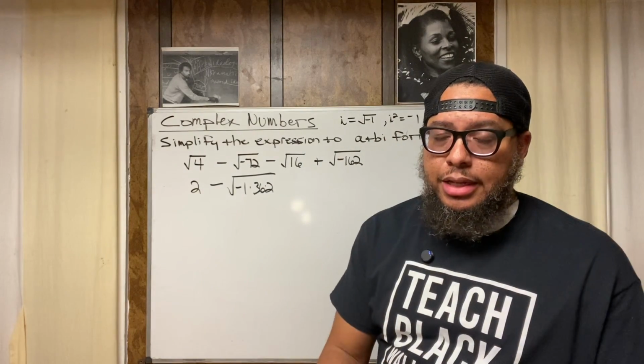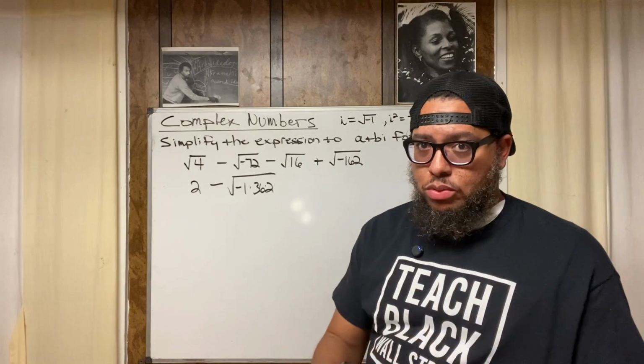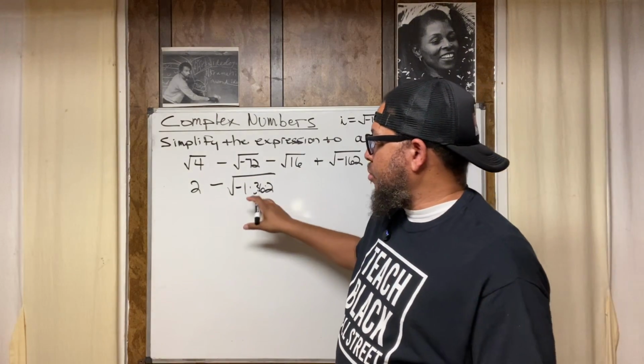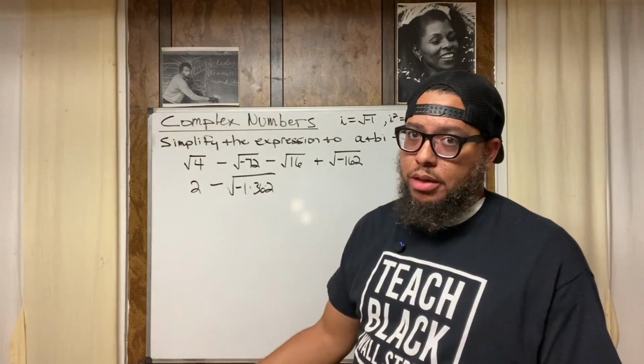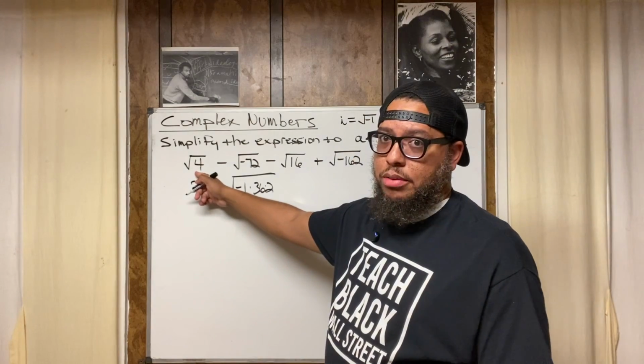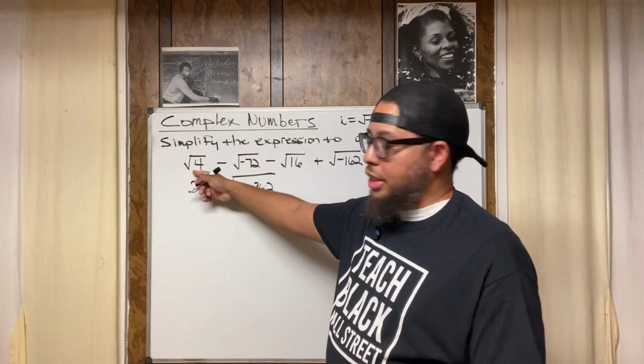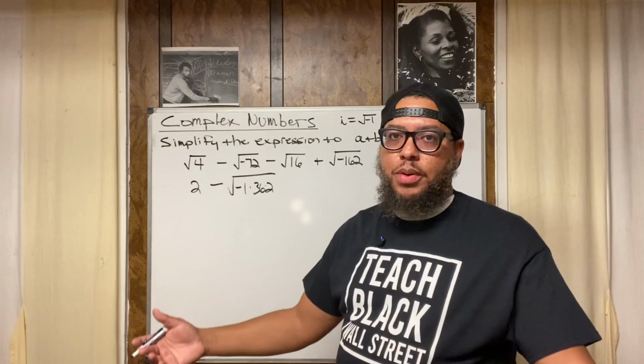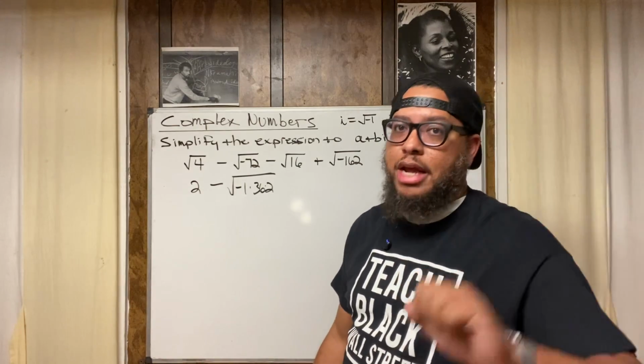The reason I did that is because when we simplify radicals, you want to break the number down if it's not already a perfect square. Like 4. 4 is a perfect square, so we don't have to break that down. We just take the square root. What's a perfect square? Okay, somebody might be wondering that. Let me answer that real quick.